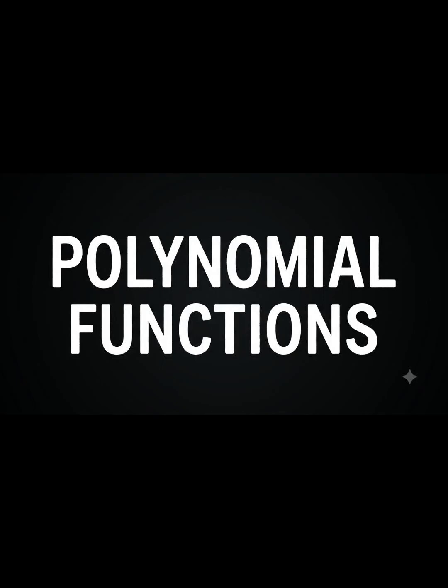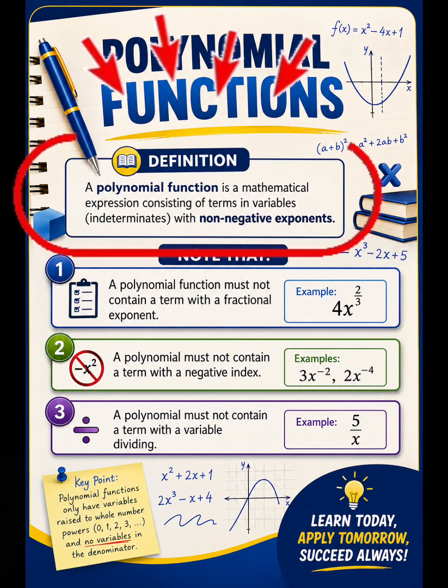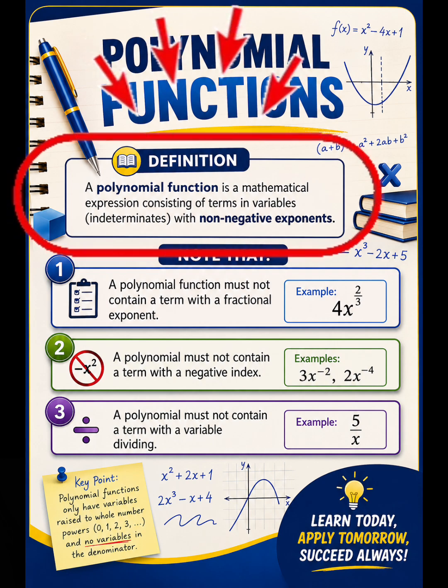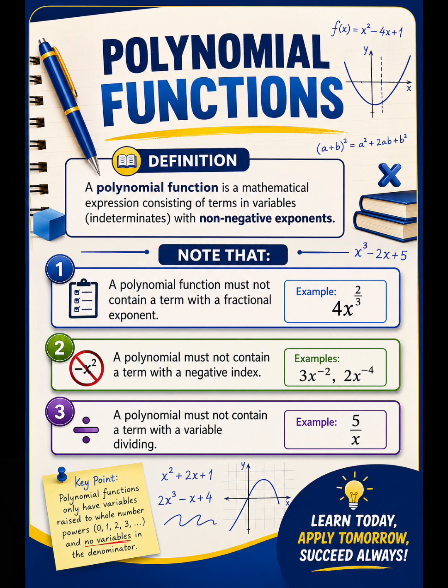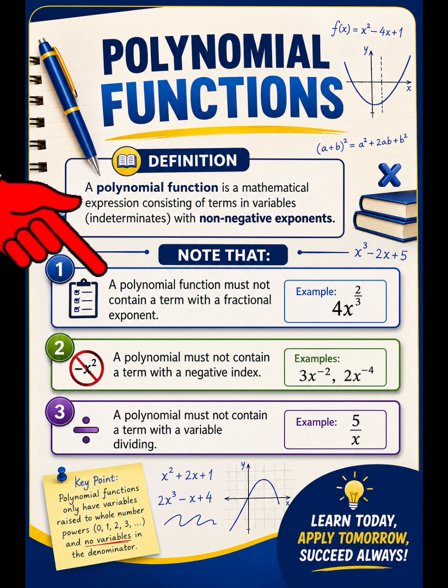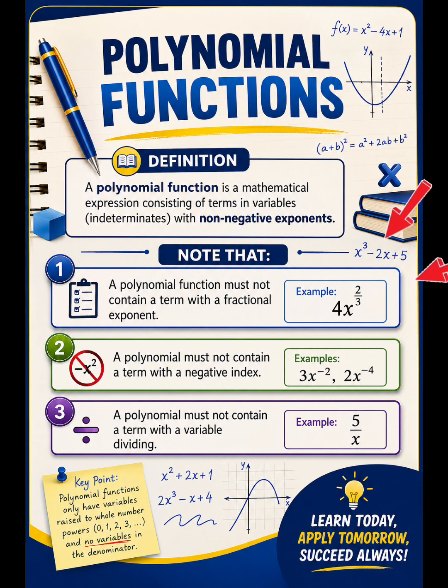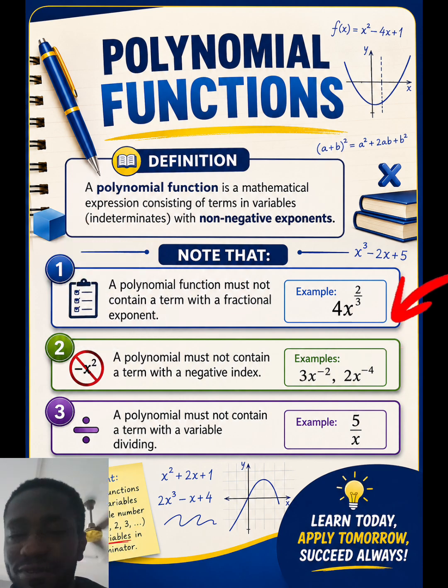Polynomial functions. A polynomial function is a mathematical expression consisting of terms in variables with non-negative exponents. So a polynomial function deals with terms that are not determined, so indeterminate terms. A polynomial function must not contain a term with a fractional exponent. A polynomial function must not contain a term with a negative index, or raised to the power of a negative number.